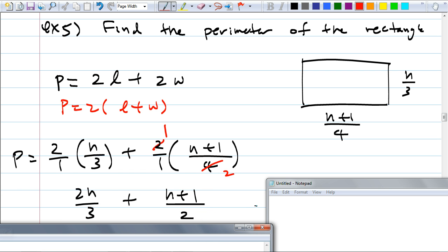Isn't this nice, to have a smaller denominator than a bigger one? Because it's easier to find the LCD, right? So what will be the LCD for 3 and 2? Eunice? 6. So what do I need to multiply the first fraction by? How do I make 2n over 3 have a denominator of 6? I need to multiply top and bottom by?